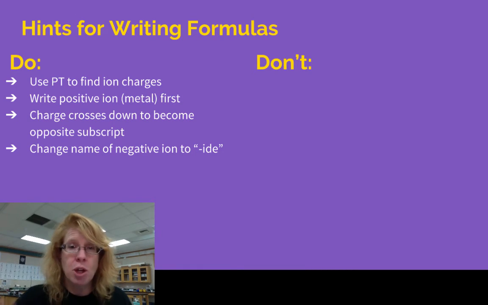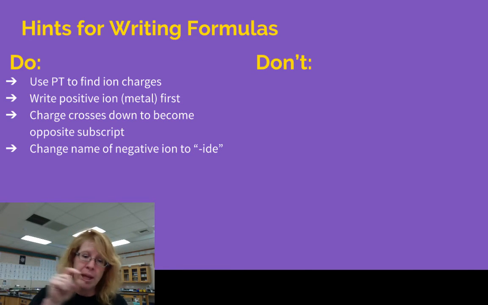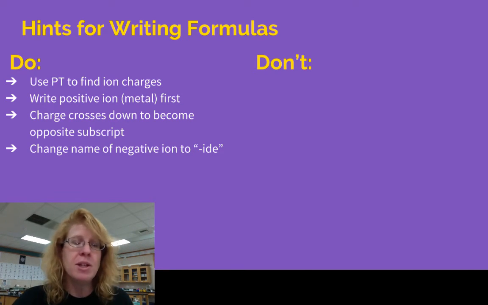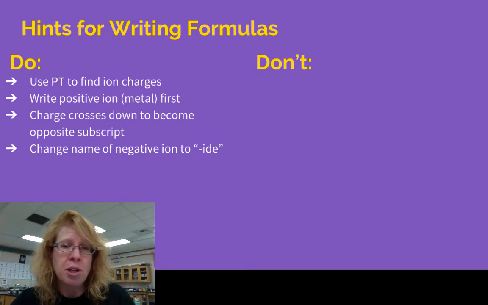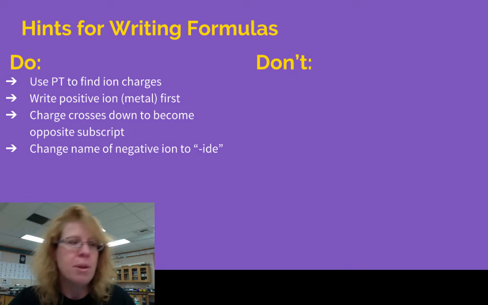Third thing is using that crossing down to make sure that you're stealing the charge from one and making it the subscript of the other. And then change the name of it. If you're going to write the name out, you write the 2 elements out, but the anion, you change its ending to IDE, ide, so oxide, nitride, phosphide, I guess you could have carbide, those sorts of things.